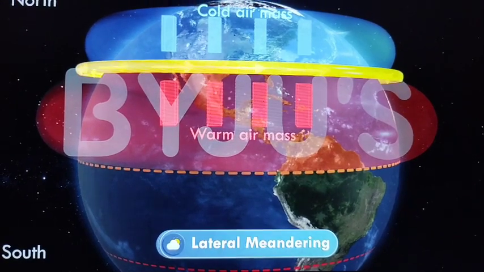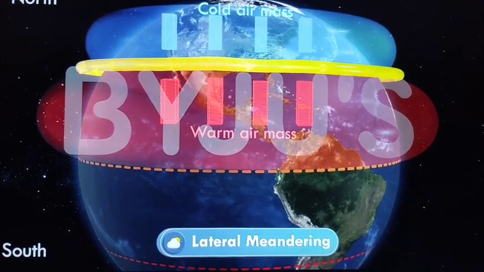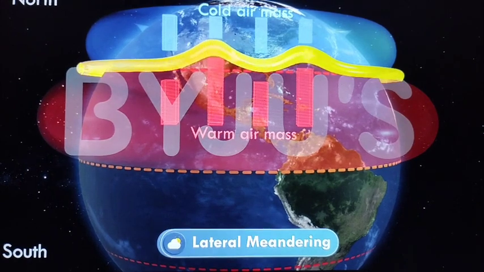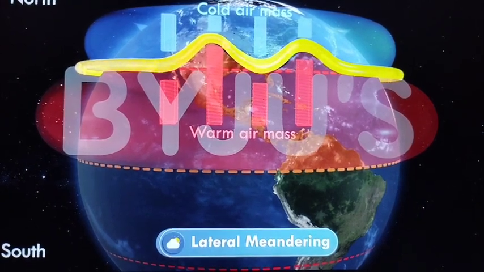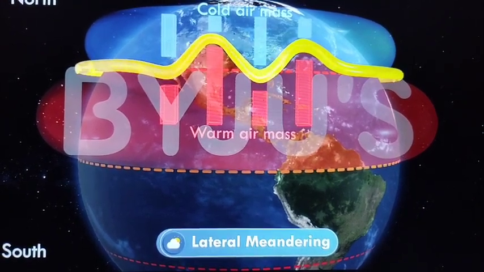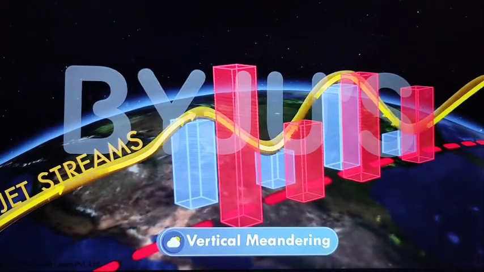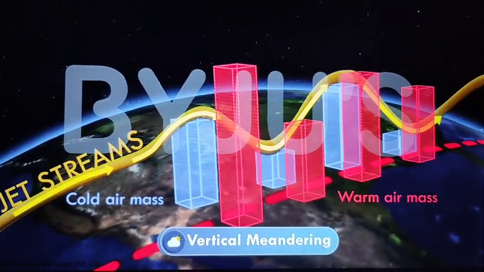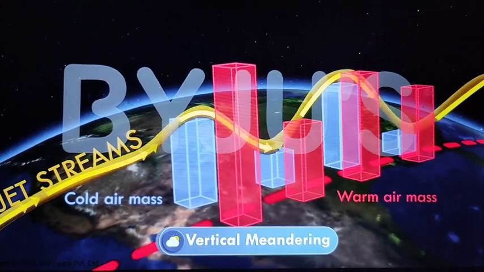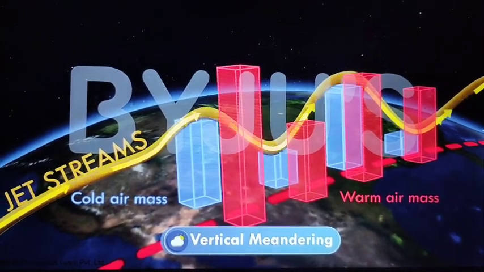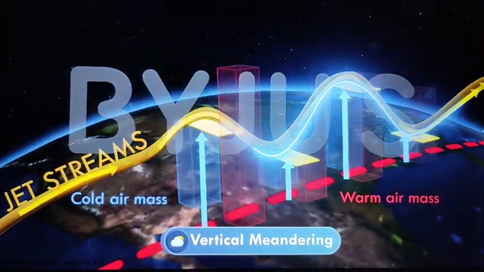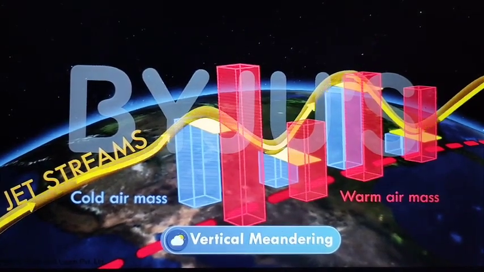Sometimes a column of warm air moves at a much faster rate towards a column of cold air, and sometimes quite the opposite is observed. Again, this non-uniform interaction of air masses, which happens at various different heights, leads to meandering of the waves in a vertical direction.